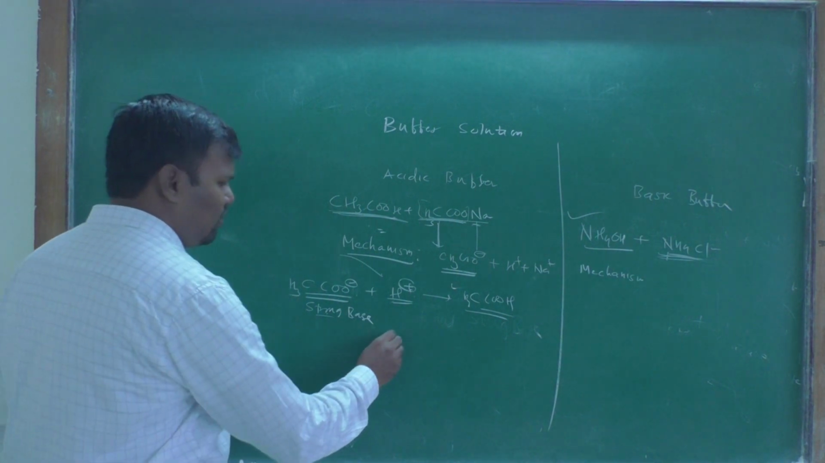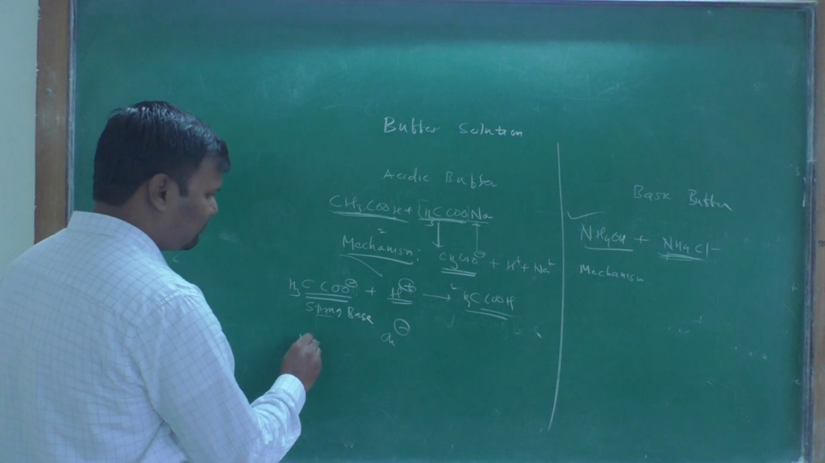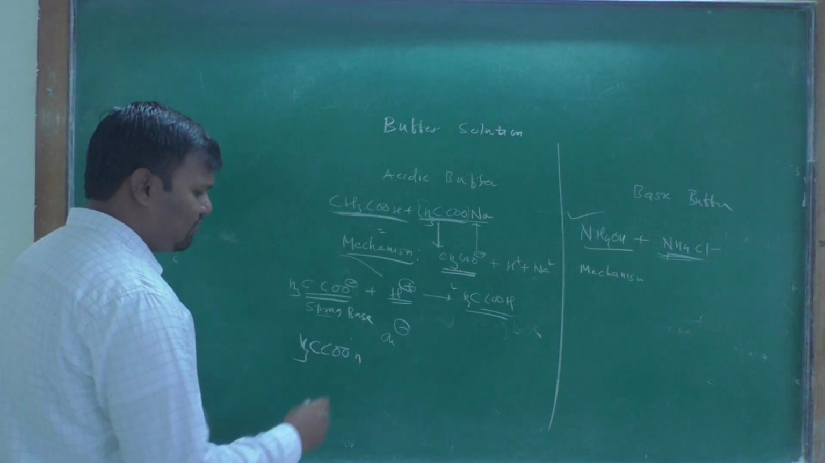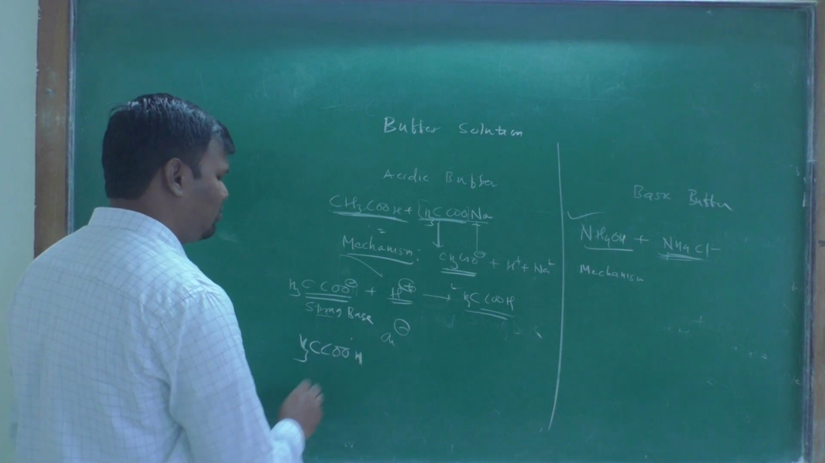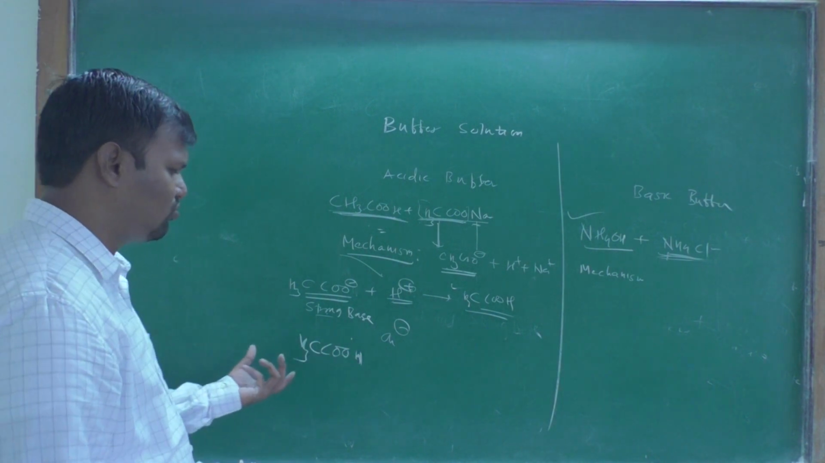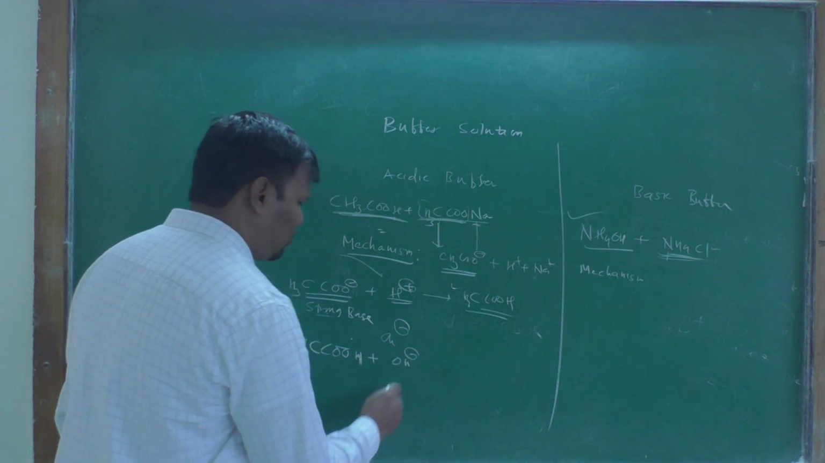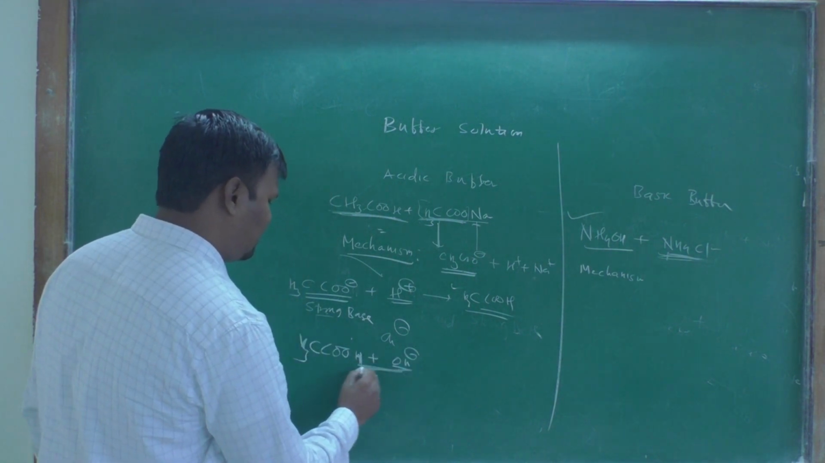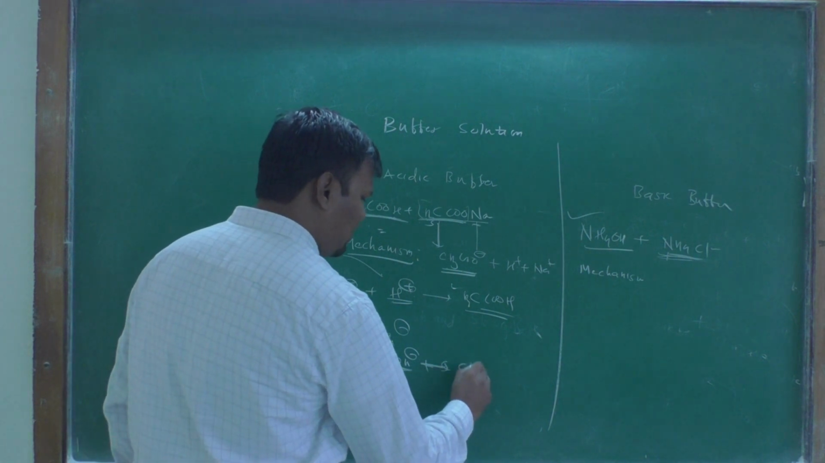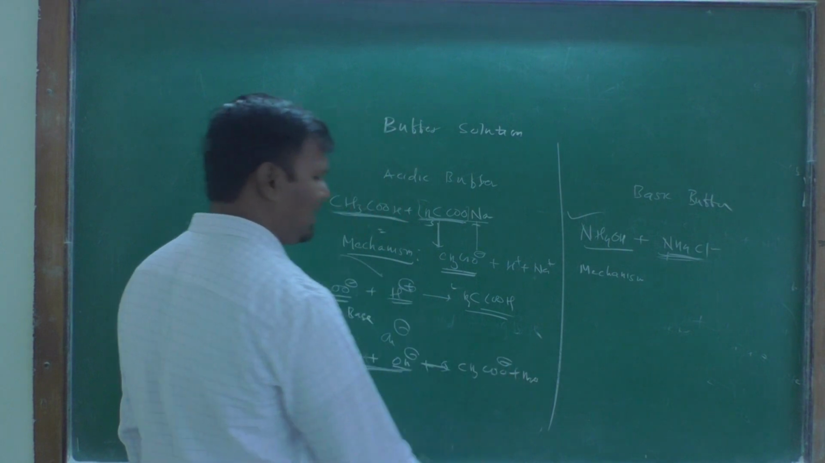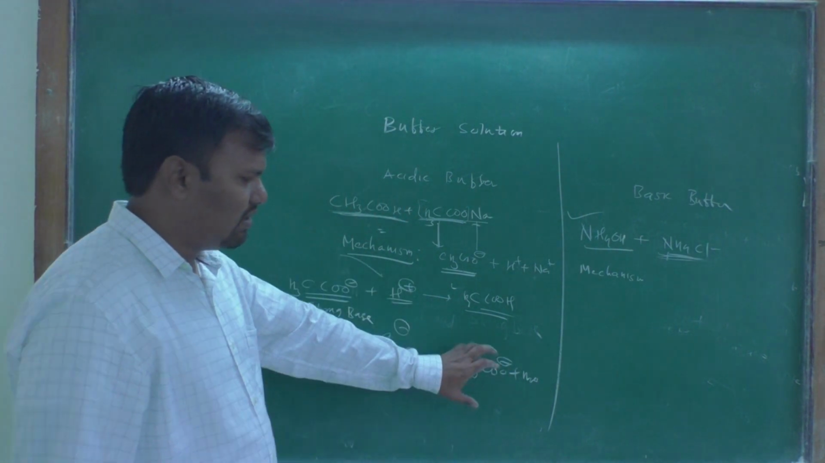Okay, if you add OH minus, that is the basic solution, then as you know, acetic acid is a weak electrolyte, so around 90% or 80% CH3COOH remains in the solution. When you add OH minus, this OH minus reacts with this acetic acid and gives CH3COO minus and H2O.